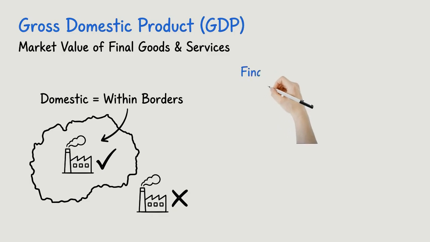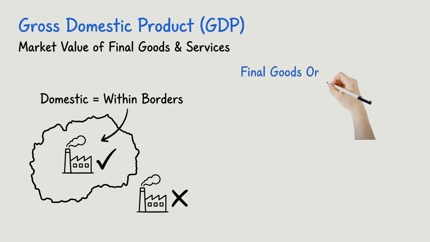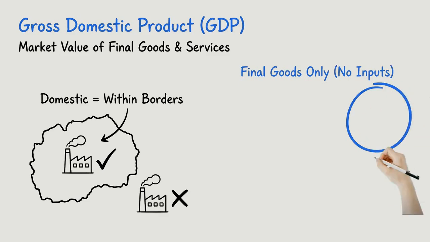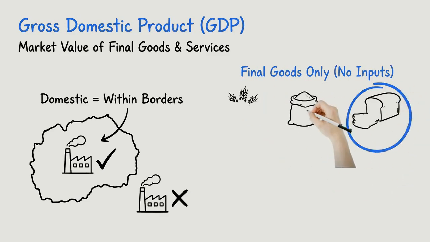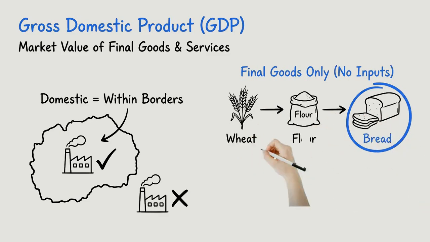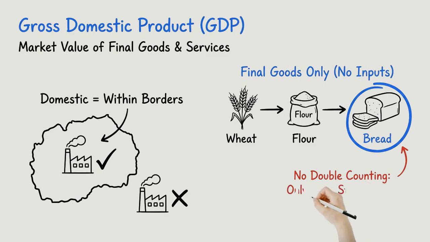And final is crucial. GDP counts only final goods and services, not inputs used to make them, so we don't double count. Take bread. Wheat is grown, flour is milled, and bread is baked. If we counted wheat, flour, and bread separately, we would overstate production. Instead, GDP counts the final bread, or equivalently, the value added at each stage.